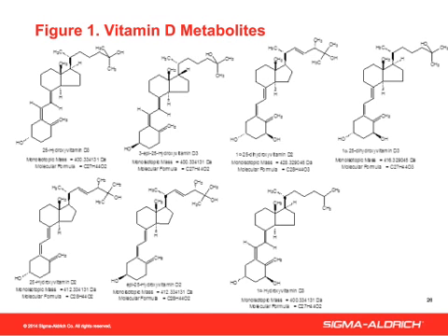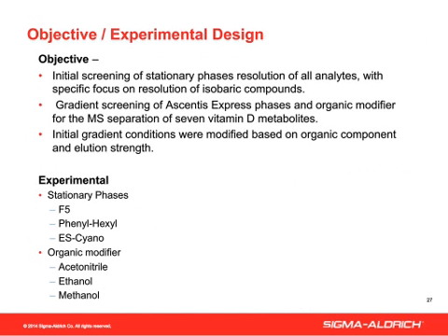Now, as you can see, if you look at these structurally, they're very similar, fairly difficult to get enough selectivity out of a traditional reverse phase separation. The dihydroxy metabolites, of course, are going to be a little bit easier to separate. But the epimers and the 25-hydroxy metabolites are going to be more difficult, just structurally speaking. So the process that we used to do the methods development was to screen different stationary phases. And what we're looking at is the resolution of critical pairs of the vitamin D metabolites.